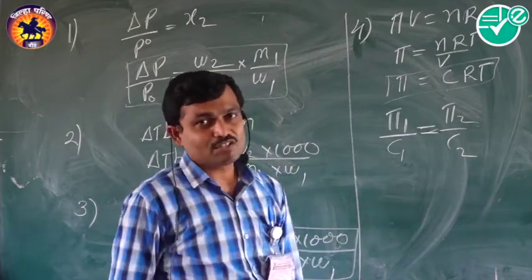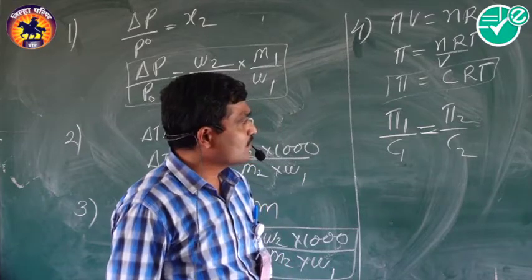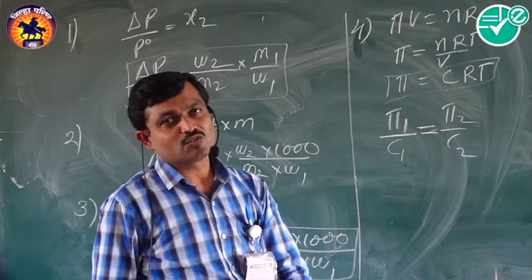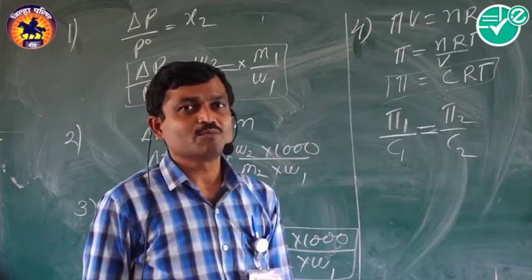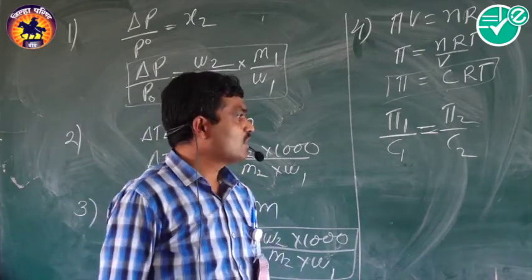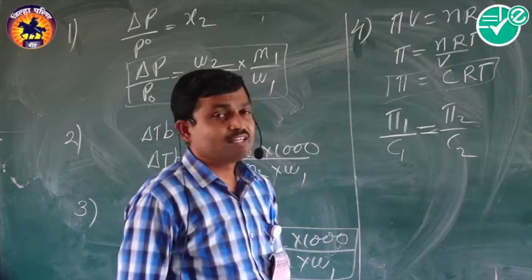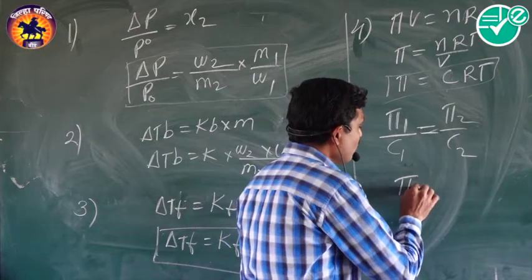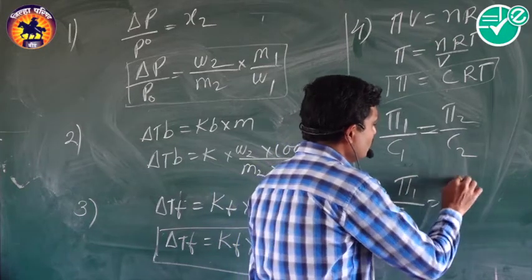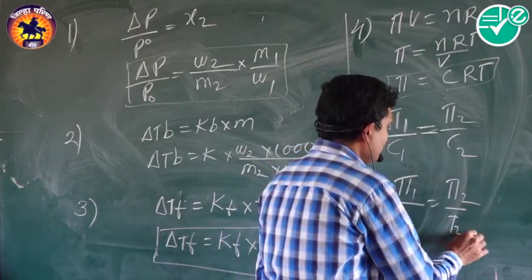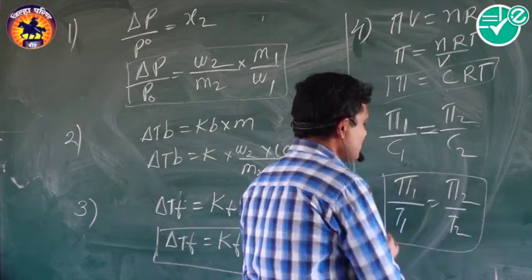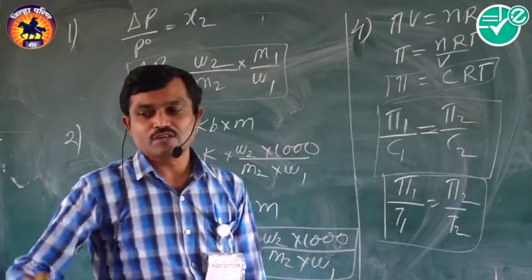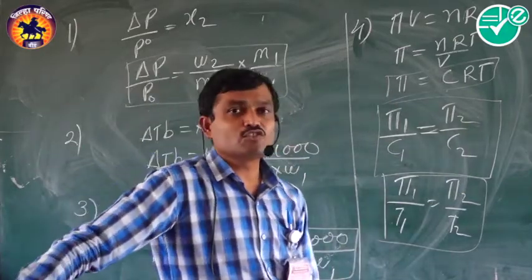We know that if we consider the temperature, the pressure is directly proportional to temperature. In the same way, the osmotic pressure is directly proportional to the temperature. Then we say that pi 1 upon T1 is equal to pi 2 upon T2. So in this way, these are some extra equations which can be applied in various numericals.